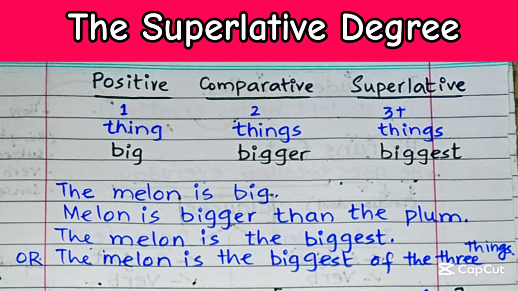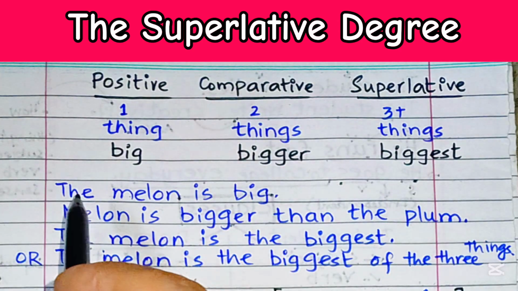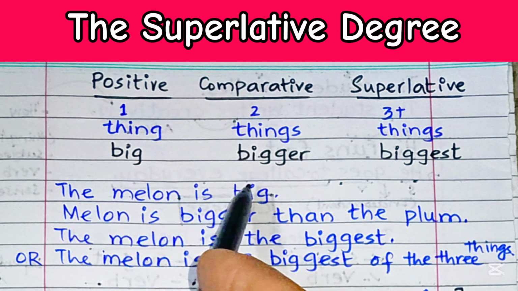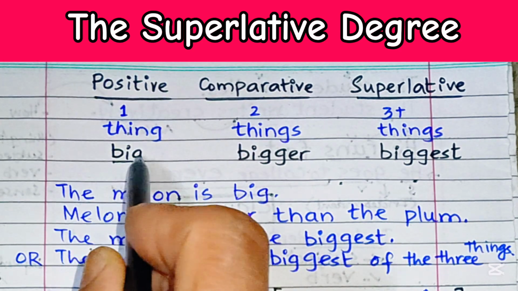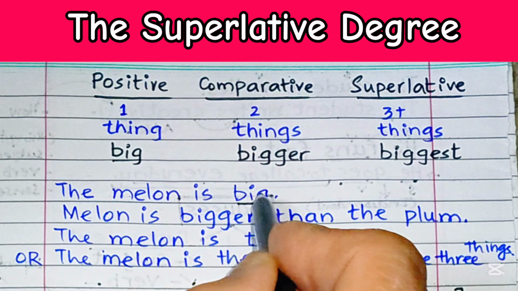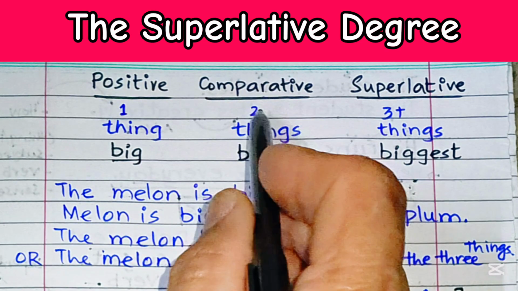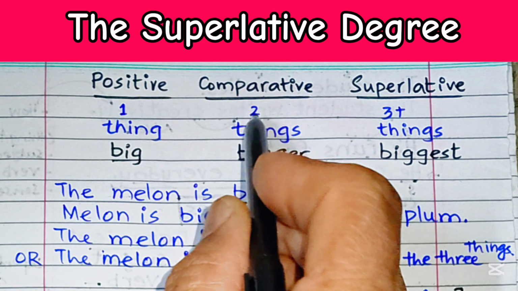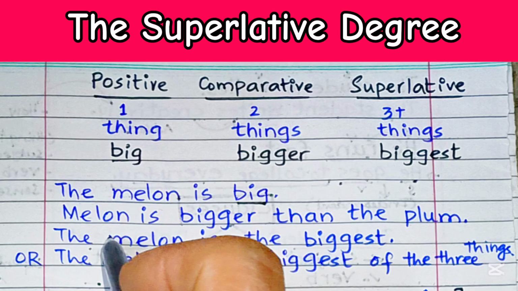The superlative degree for adjectives shows the difference among three or more things. For example, if we have a melon, we can say the melon is big. The melon is big. And with two things, if there are two things, let's take the example of a plum.